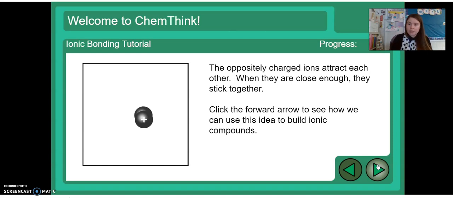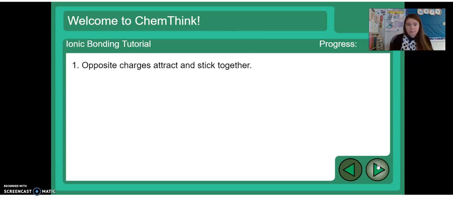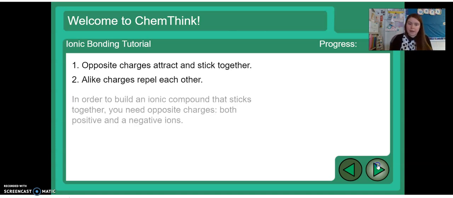So oppositely charged ions are going to attract, like we see in the image. When they're close enough, they'll stick together. And alike charges are going to push away or repel from each other. So we know opposite charges attract and alike charges repel.